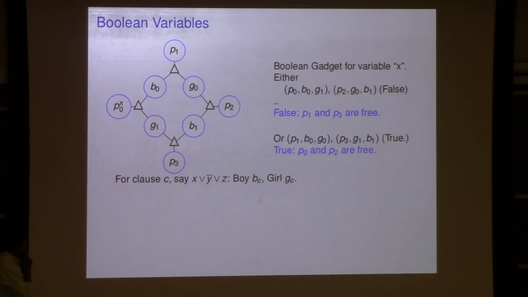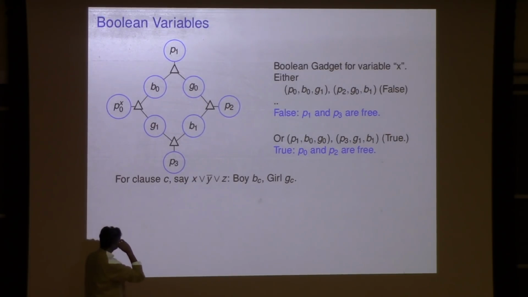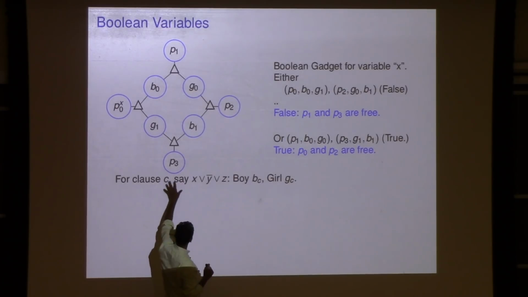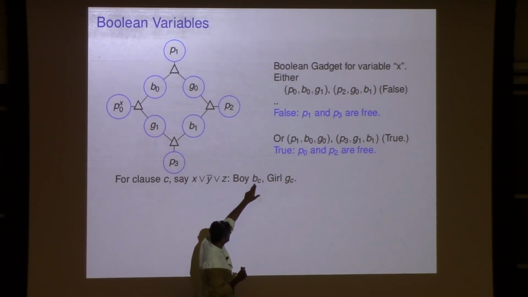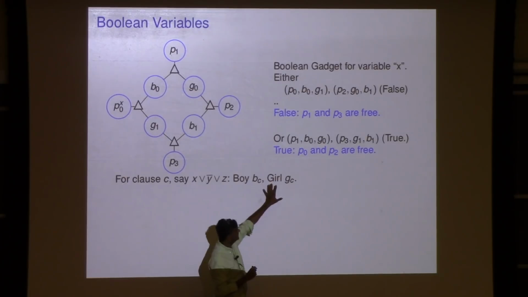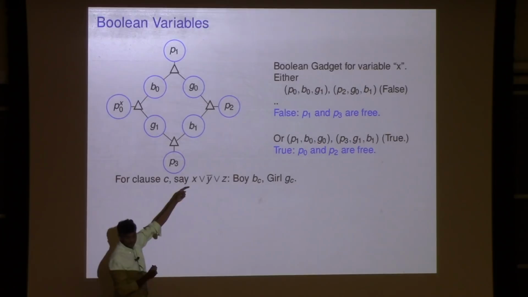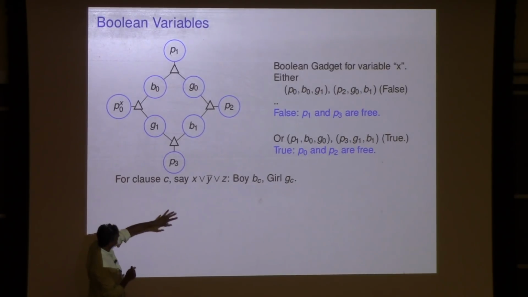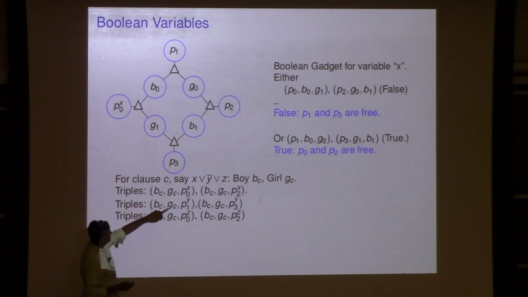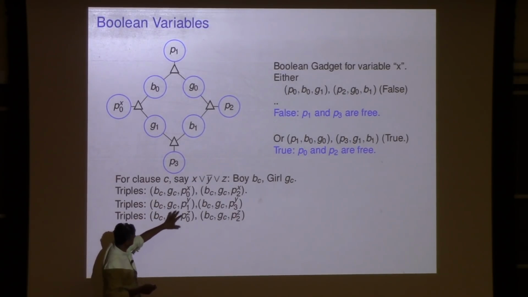Okay, so let's say you have a clause, X, not Y, and Z. What we're going to do for the clause is build a clause gadget. For the clause gadget, we make a boy for that clause and a girl for that clause. And now the truth of it is going to be made available by which pet they use. Okay, so we're going to make it so that these are the triples that involve this boy and this girl. So all these things are the same in all these triples.